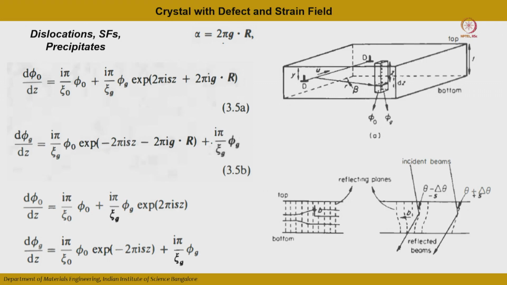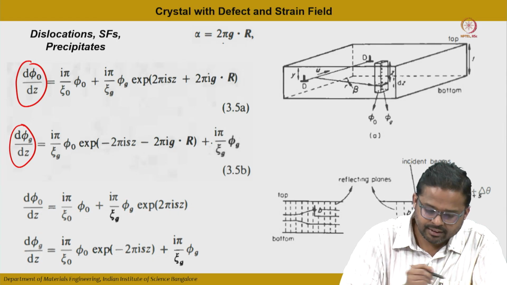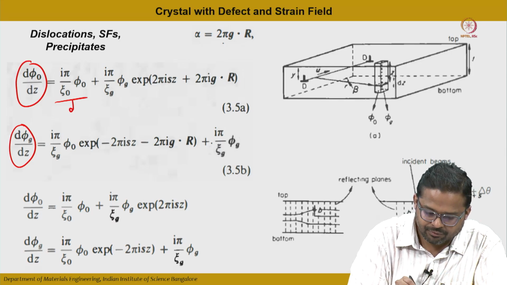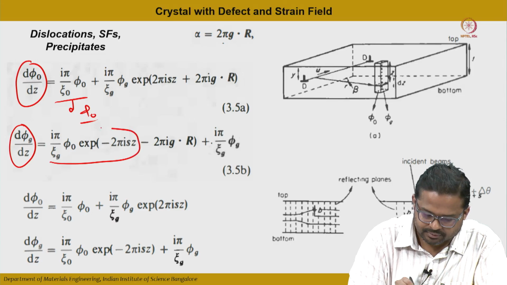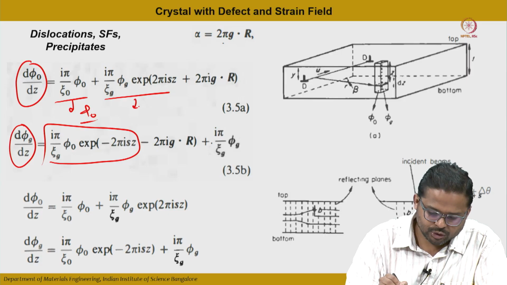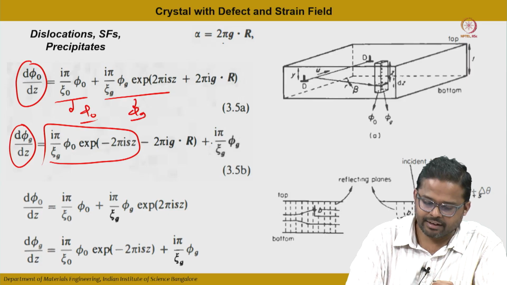Okay. So we have gone through those two equations, which are related to dφ0/dz and the change in amplitude of diffraction with respect to the thickness, correct. Here the first term, as I told you, corresponds to the scattering from the undeflected beam, which is related to your φ0 in both the terms, and the second term corresponds to your φg, scattering from the diffracted beam.